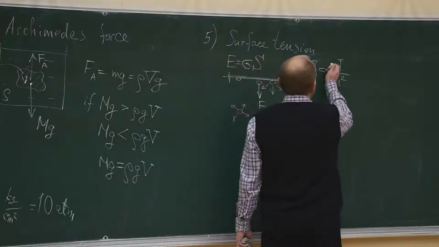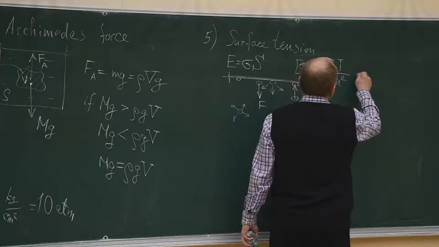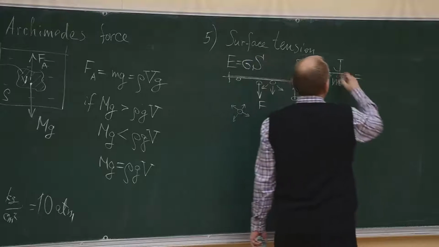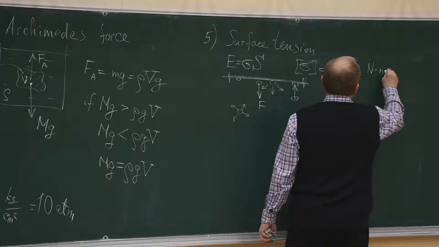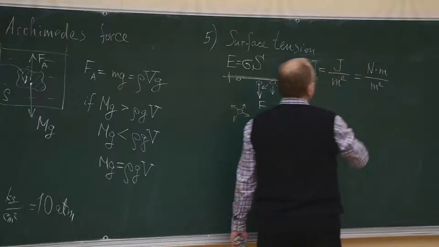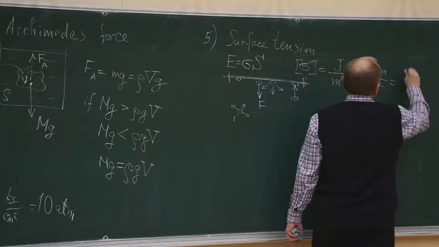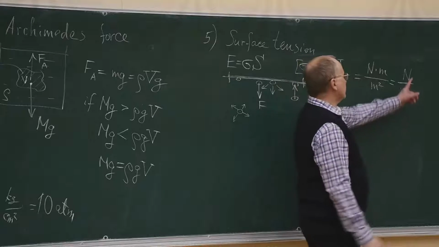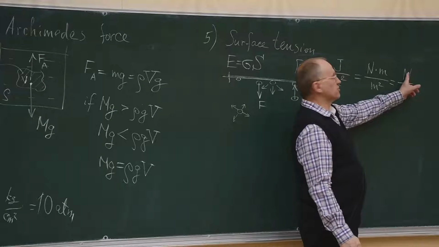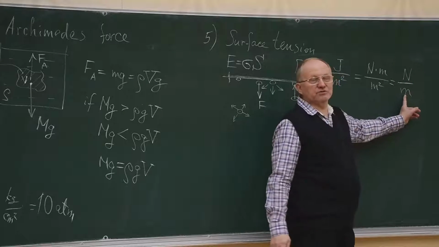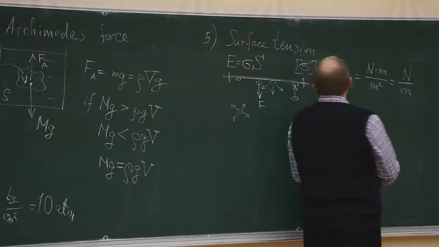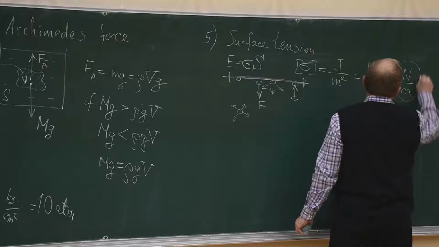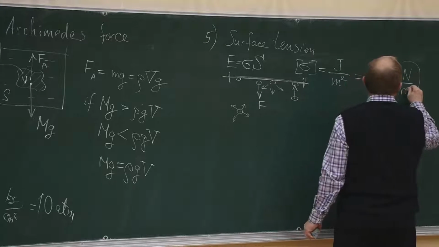If you look into this dimension, into these units of measurement, you may remember that joule is 1 Newton times 1 meter, divided here by meter squared. And what we obtain is Newton divided by meter. So this is the unit of measurement of force, and meter is the unit of measurement of length. So surface tension, surface energy can also be considered as some force applied to some unit length.